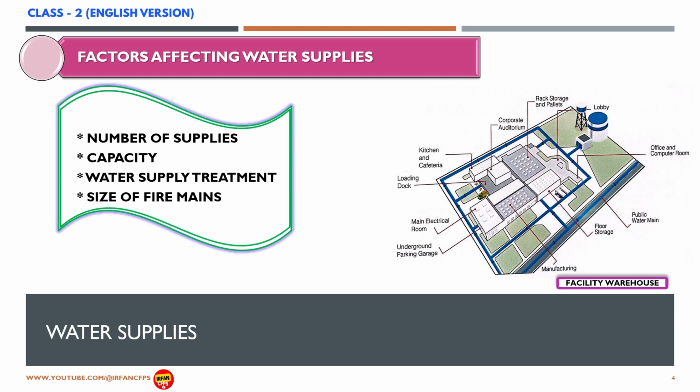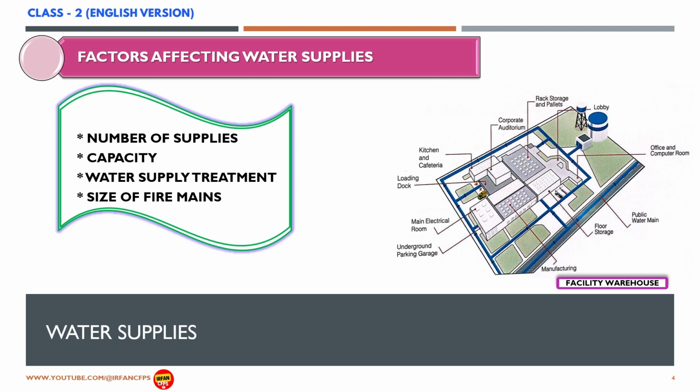Number of supplies. For a single building, only one water supply is enough. However, the user may choose to install more than one water supply for redundancy. NFPA 13 designs are based on the assumption that only one fire will occur in a building at any given time and that the sprinkler system will control the fire before it spreads to adjacent portions of the building.